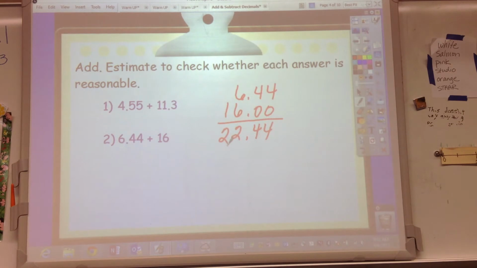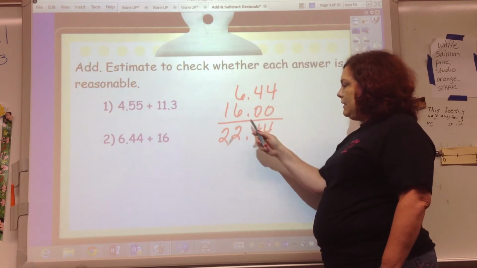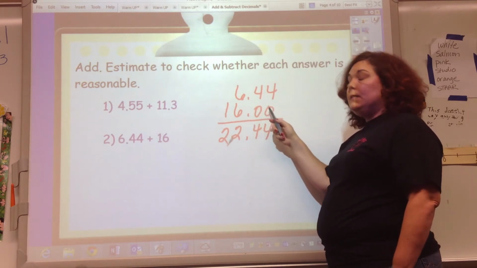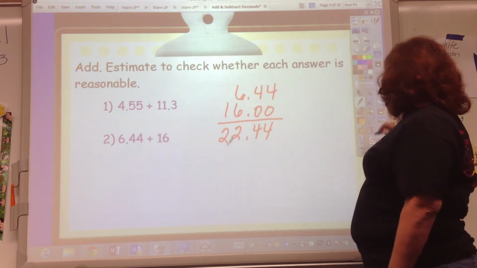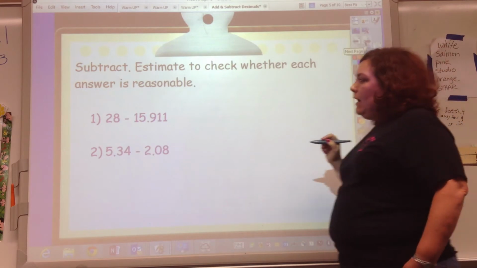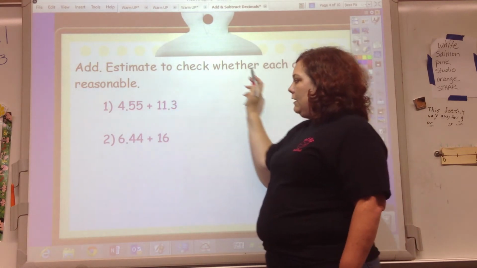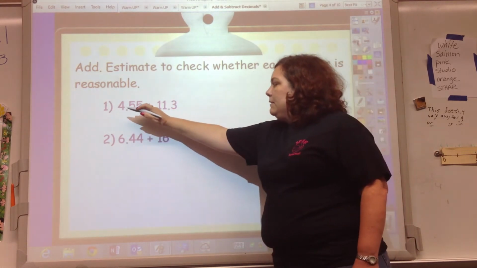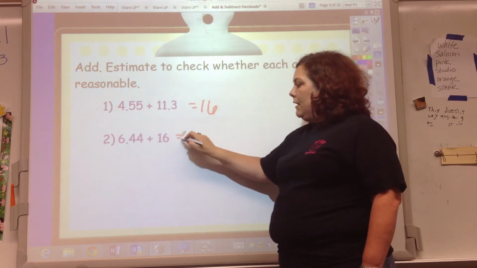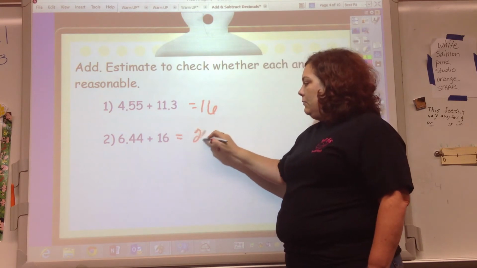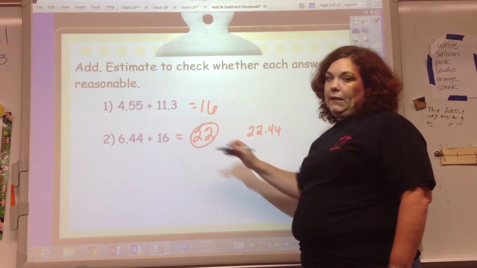And so it is 22 and 44/100ths. Notice I put the 16 here, lining up the decimal. There were blank spaces here, so I added the zeros, and then I added going straight up and down. I should have estimated to check. If I would have estimated, I said 5 plus 11 equals 16, and 6 plus 16 is 22, and of course this was 22 and 44/100ths, so 22 is definitely a good estimate.